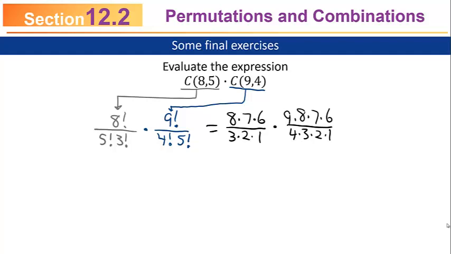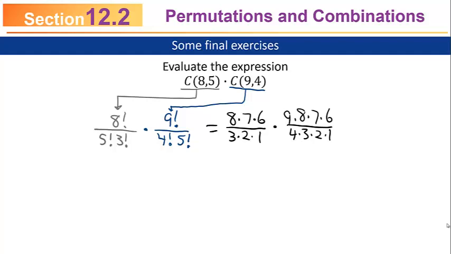Think of 8 factorial as 8 times 7 times 6 times 5 times 4 times 3 times 2 times 1, and think of 5 factorial as 5 times 4 times 3 times 2 times 1, and a lot of that cancels. In fact, in the first numerator, all you're left with is 8 times 7 times 6. The 5 factorial from the denominator completely goes away, and you're only left with 3 factorial, which is 3 times 2 times 1.